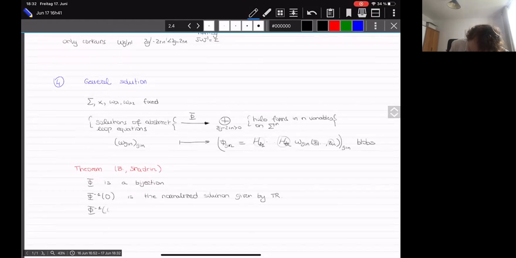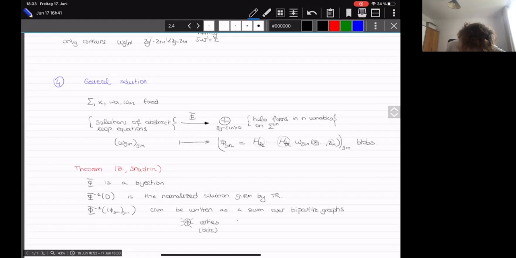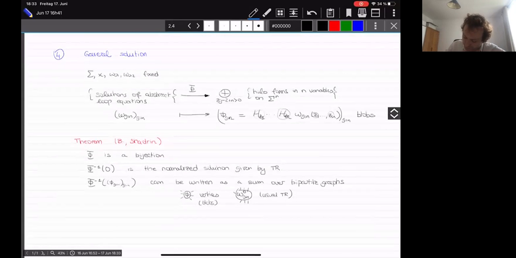On the other hand, if I want to take a collection of blobs, an arbitrary one, that can be written as a sum over graphs, or bipartite graphs. So essentially there are five vertices, the blobs, and there are omega zero vertices, which are given by the usual TR, so obtained from the normalized solution. And you can express a general solution from the normalized solution and its blobs. That's the content of this theorem.